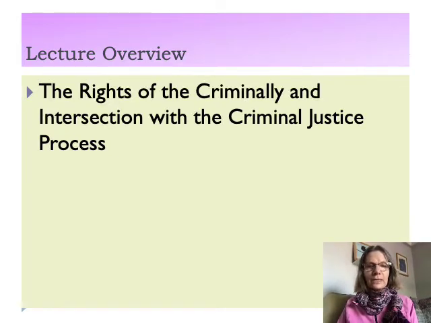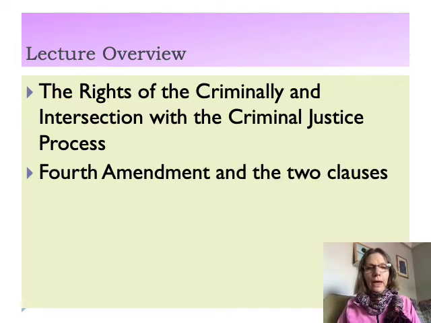This lecture is going to focus on what those rights of the criminally accused are, sort of an overview of what you're going to be learning in the next 2 weeks, and how those rights that are in the Bill of Rights overlap with the criminal justice process. Then in this lecture, we're going to take a look at the Fourth Amendment and the two clauses that are in the Fourth Amendment. So let's get started.